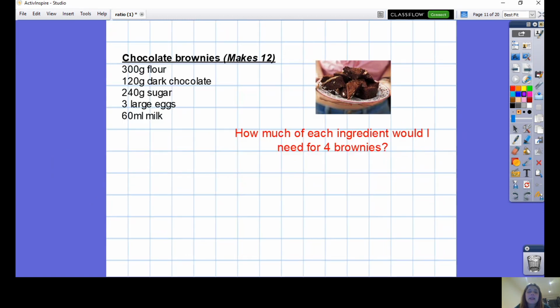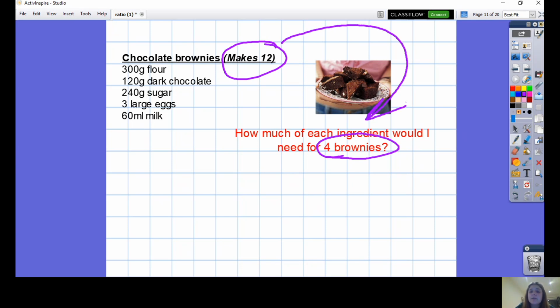Let's have a look at what that would look like then in terms of a question. This is the ingredients you need to make 12 chocolate brownies. How much of each ingredient would be needed for 4 chocolate brownies? My key fact is how do I get from 12 to 4? What do I need to do to get from 12 to 4? I've got enough food for 12, but I only need 4. Times or divide? Divide by what? 3. So I want a third of the food, basically.